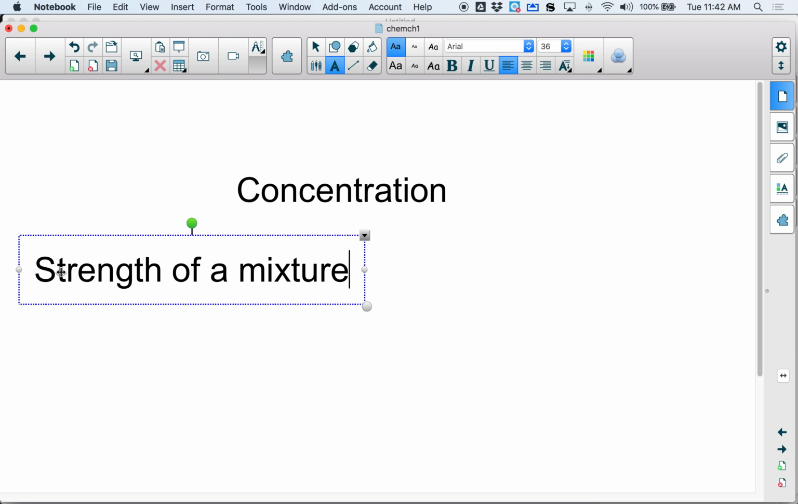In this case, concentration is referring to the strength of a mixture.